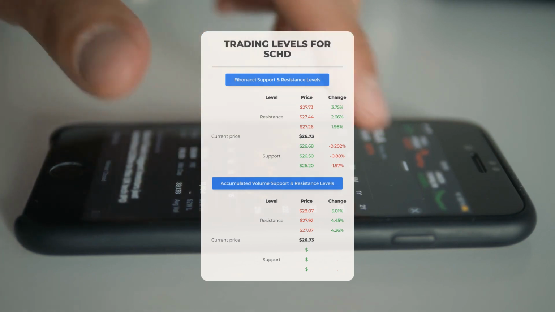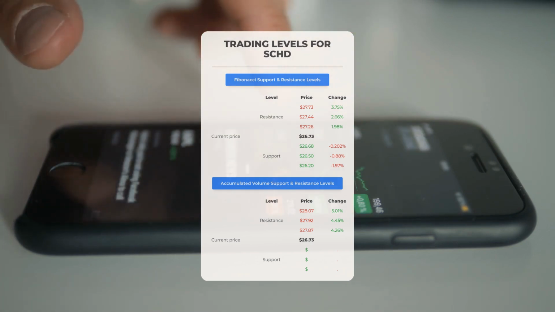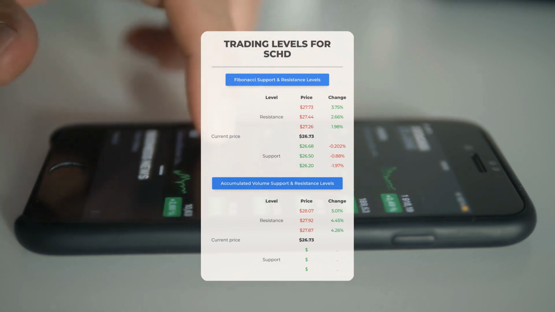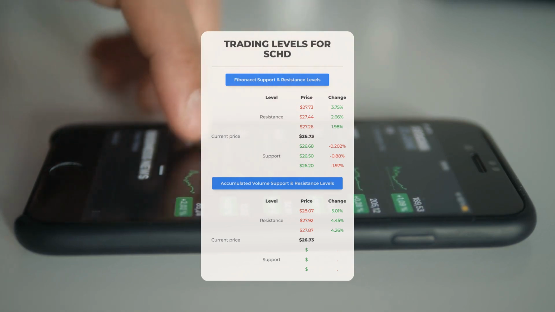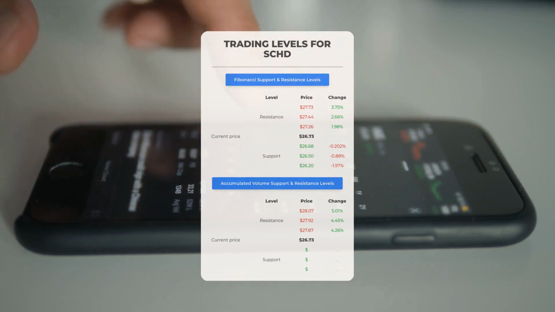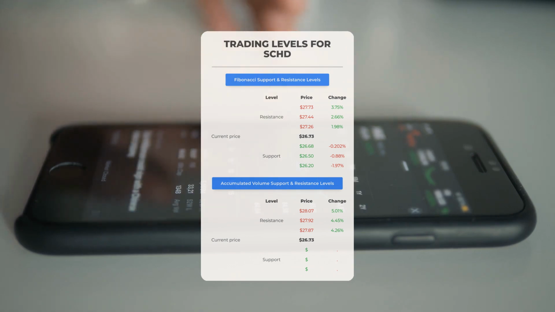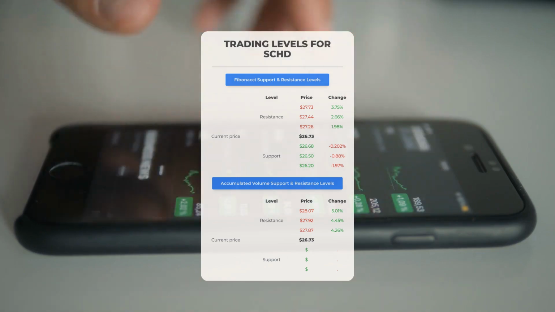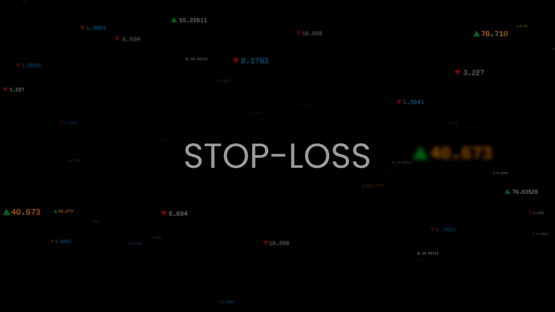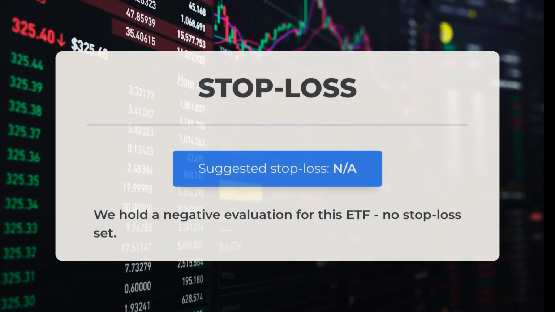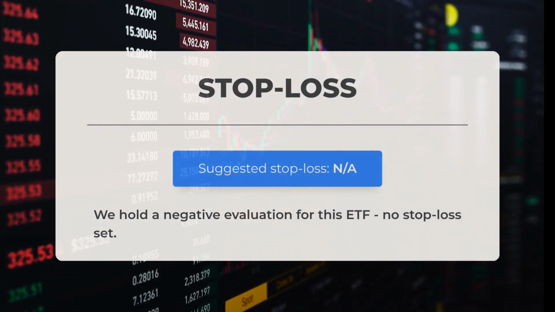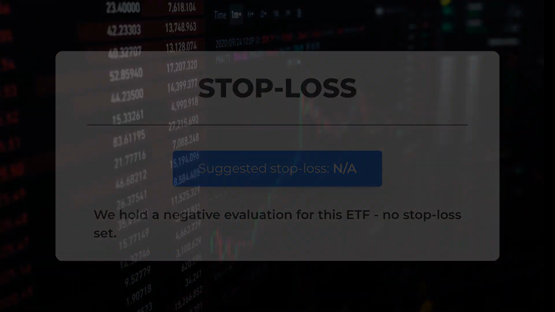There is no significant support from accumulated volume below this level, indicating that the ETF may potentially experience a sharp decline under certain conditions. Proceed with caution and consider making trades only if you are an experienced trader familiar with navigating such situations. We have received a negative evaluation for this exchange-traded fund, and no stop loss has been established.